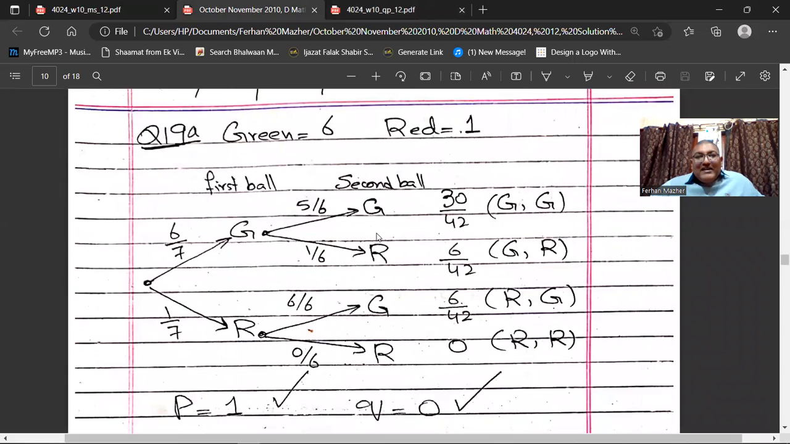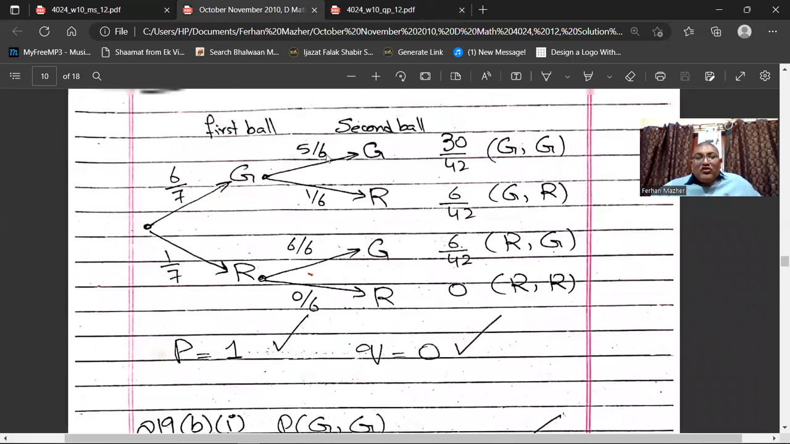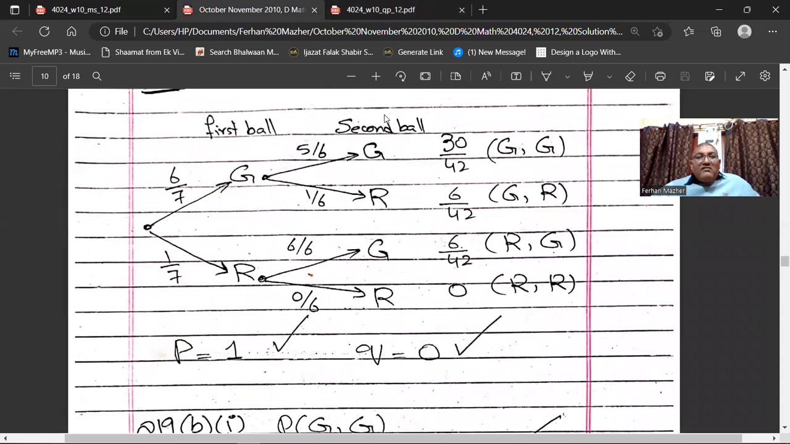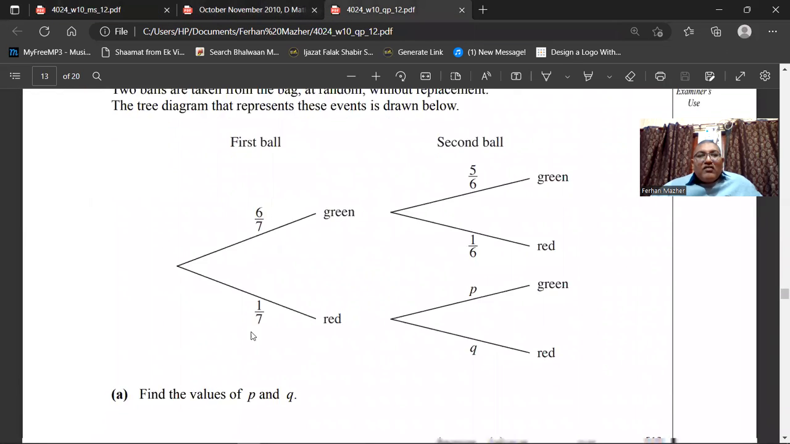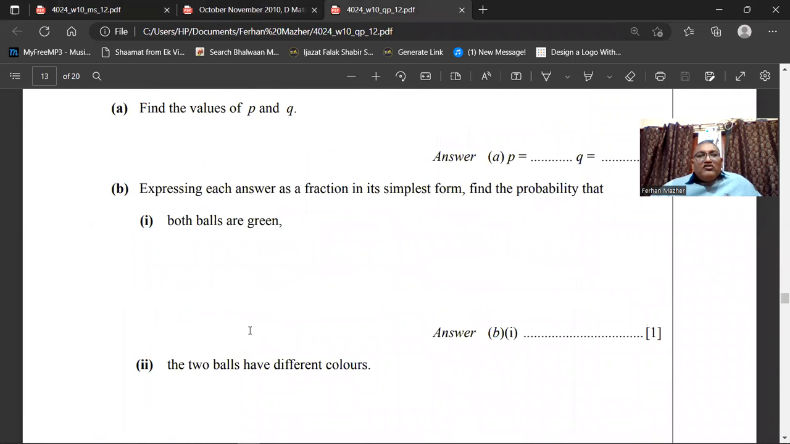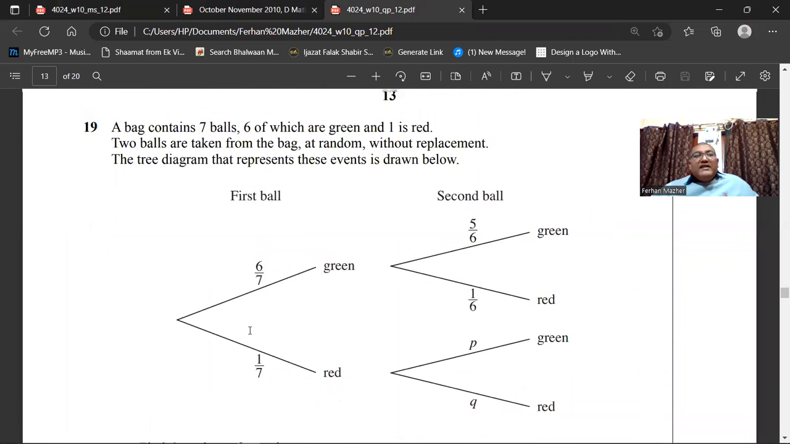So this is question number 19. The green balls are 6. The red balls are 1. So I have completed this. So you can see this. The P is 1. The Q is 0. So our answer is right. So there, question number 19 is B part.